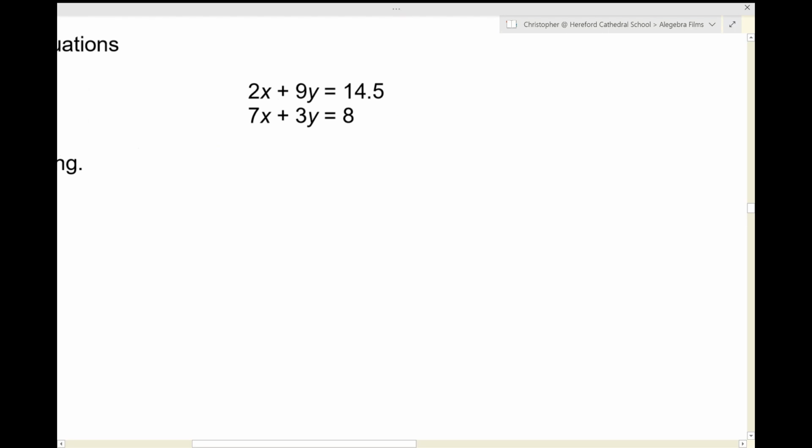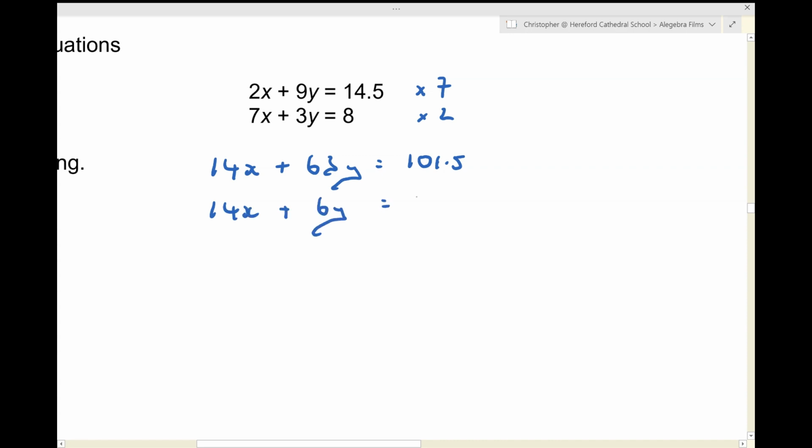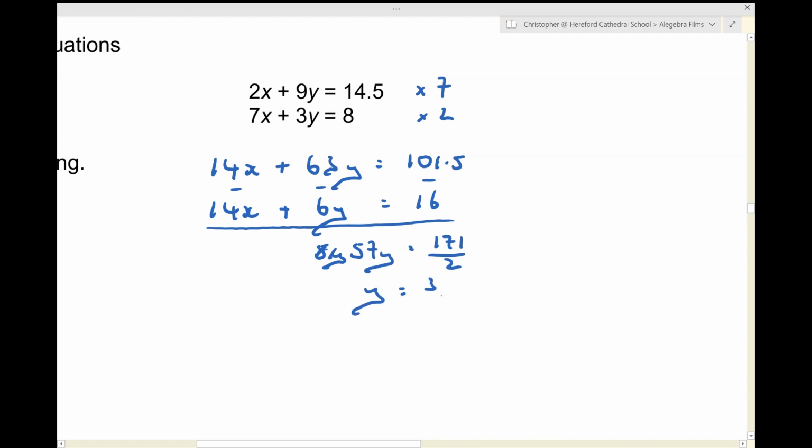Question 5, let's get the x's equal and then subtract. Multiply this top equation by 7 and the bottom equation by 2 will give me 14x's in both equations. Multiplying the top equation by 7 gives me 14x plus 63y equals 14.5 times 7 on my calculator, 101.5. Multiply the bottom equation by 2, 14x plus 6y equals 16. We're subtracting the equations. Gives me 63 minus 6, 57y. 57y equals 101.5 minus 16, which my calculator says is 171 over 2. Divide both sides by 57, and y is 3 over 2.